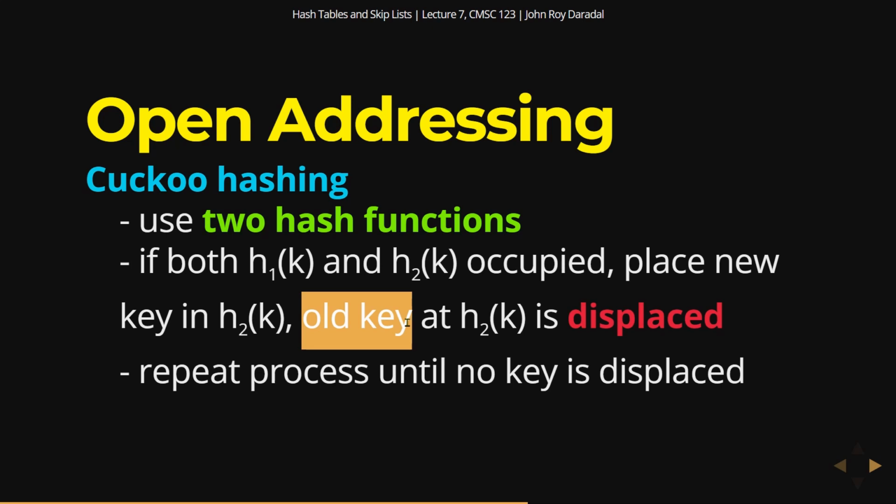Okay, so for this key, compute its h1 again. If it's occupied, go to h2. If it's not occupied, then you place this old key there, basically. Okay, so you repeat this process until no displacement occurs. This is named after the behavior of the cuckoo bird, which throws out the other eggs once it hatches. So they displace the eggs. Okay, so yeah, that's open addressing.